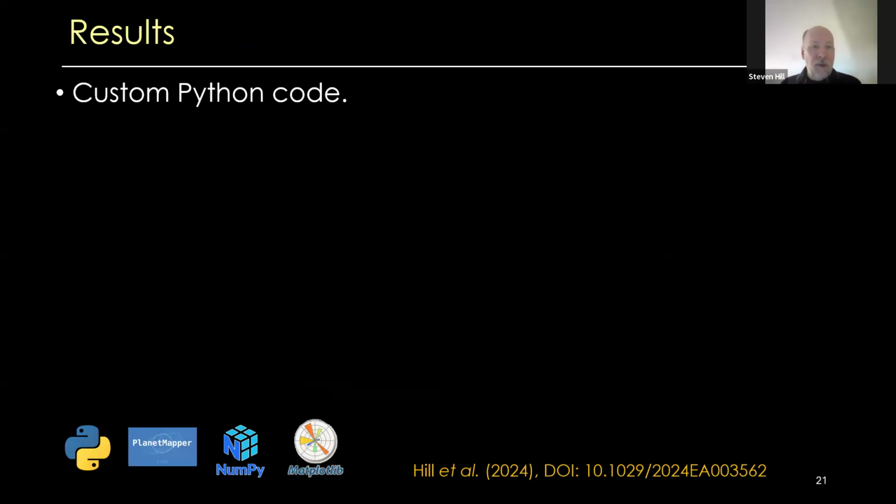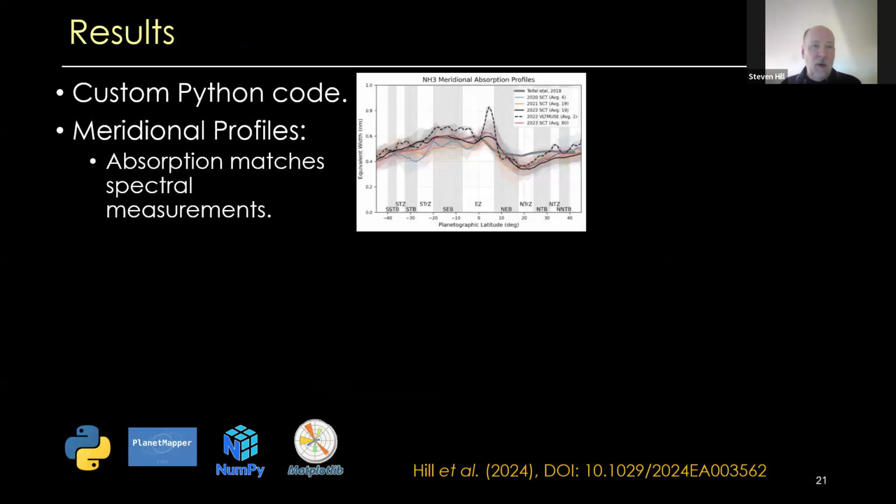How do I analyze the results? That's all done with custom Python code. I use PlanetMapper, NumPy, Matplotlib, and we look at meridional profiles of absorption. I know this is perhaps a little bit small, but there is a spectroscopic plot of a meridional profile from Teifel et al. 2018. That's the light gray in the background.